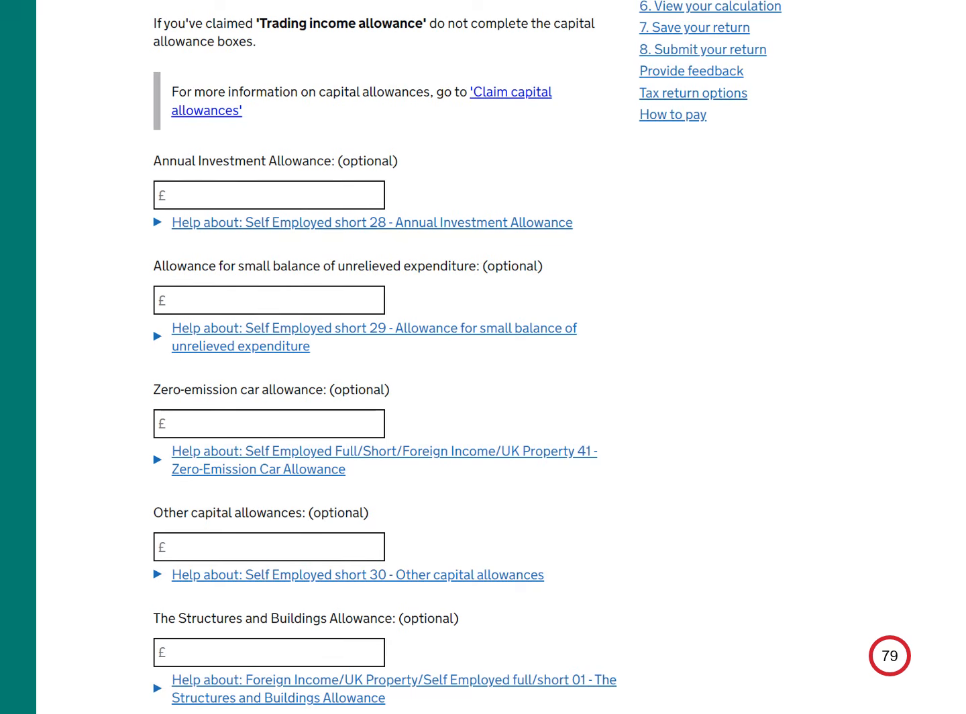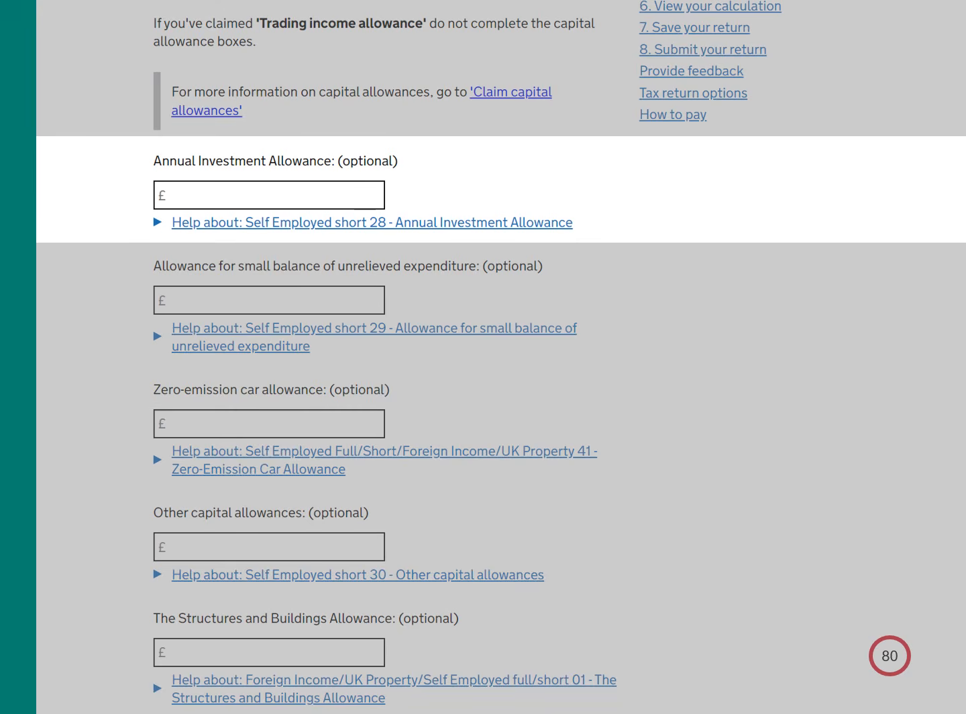As you can see, there are different boxes for the different types of capital allowances. We'll briefly look at some of these. This first box is for annual investment allowances, sometimes known as AIA. With AIA, you can enter the full value of an item that qualifies for AIA. Most plant and machinery up to the AIA amount of £1 million can be claimed.